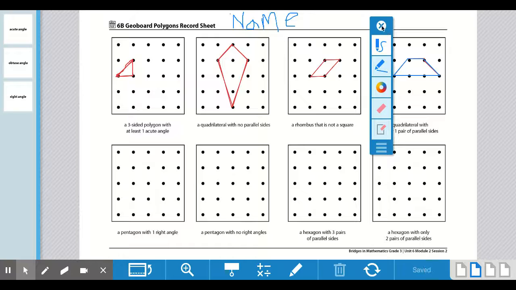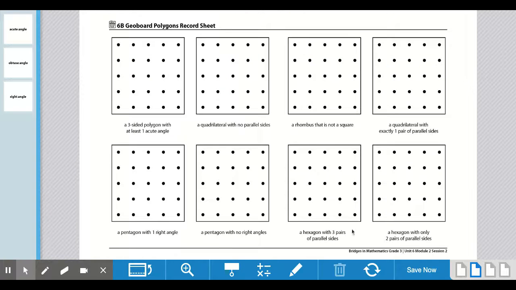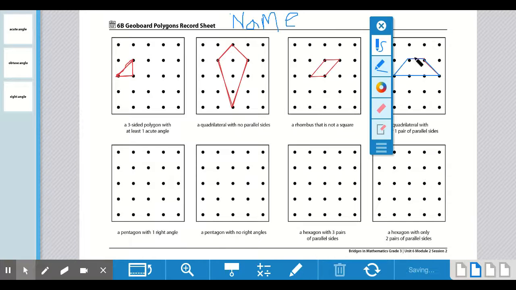Now to send it to your teacher, if you have a PC and you have a print screen button on your keyboard, you can press that. If not, if you have a Mac, you hold down Command, Shift, and then the number 3. Once you hear that camera, that means it took a screenshot, and then you can email it to your teacher.